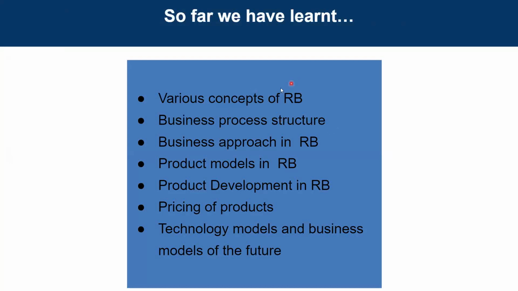So far, what have we learned? We have spoken about the applicability of retail banking, and we have spoken about the business process structure, which includes the horizontal and vertically organized model. And then we have the business approach in retail banking, where we spoke about the segmented geography based approach, etc. Product models in retail banking, where we spoke about the asset and the liability side of retail banking. We also learned about product development in retail banking, which includes the in-house and outsourcing of processes. And also we learned about the factors that lead to the pricing of products. And we also learned in the last the technology models and the business models of the future.